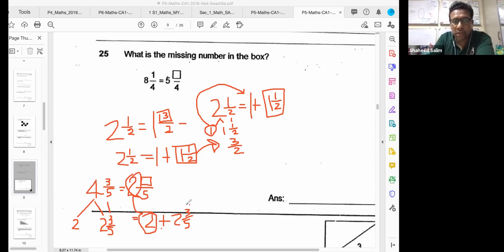So how to change it to improper fraction? Why improper fraction? Because they only allow you to fill something down here only. So you take 2 times 5 is 10, plus 3, 13. So this is the same as 13 over 5. So you write your answer 13 here.